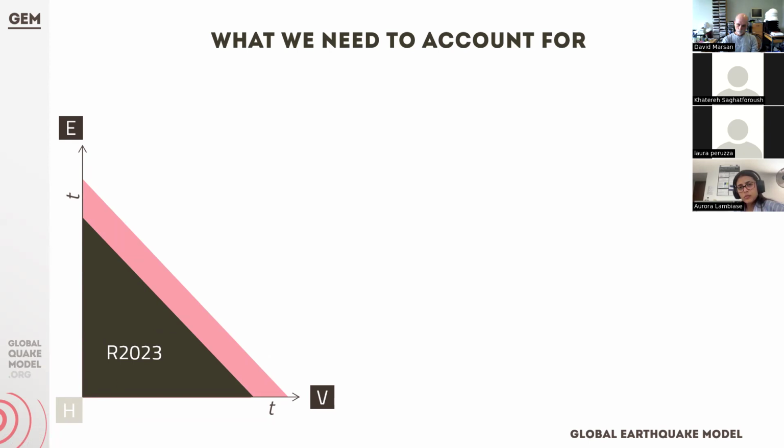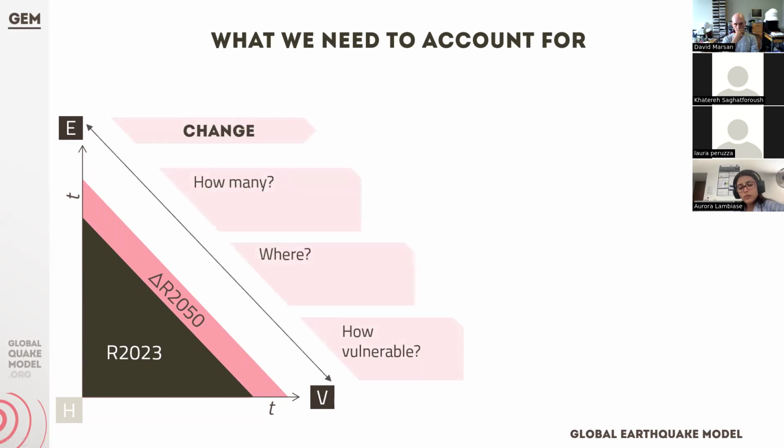So it is complex. In order to understand, for example, what will be the increase in earthquake risk in this case by the year 2050, we need to take into account these two components. And then I like to divide this problem into three main questions. If we are able to answer these three main questions, we will be able to produce robust models.